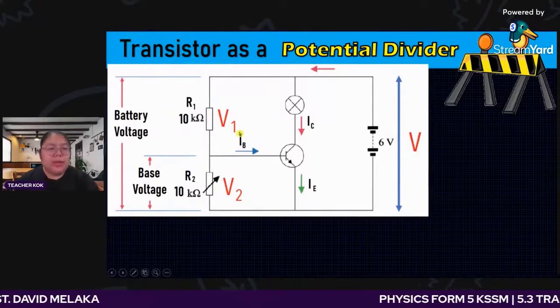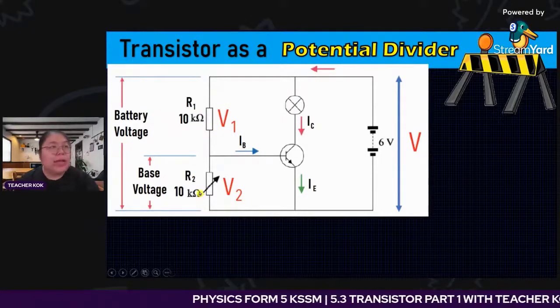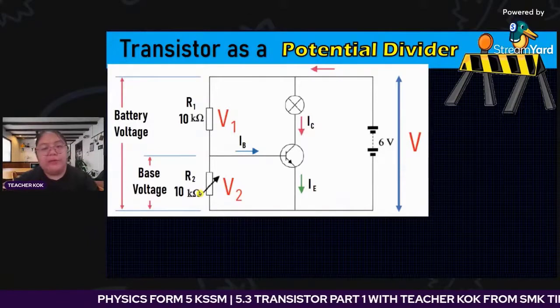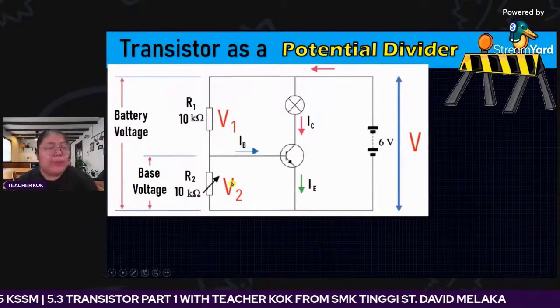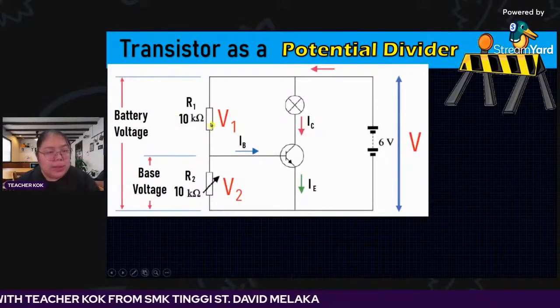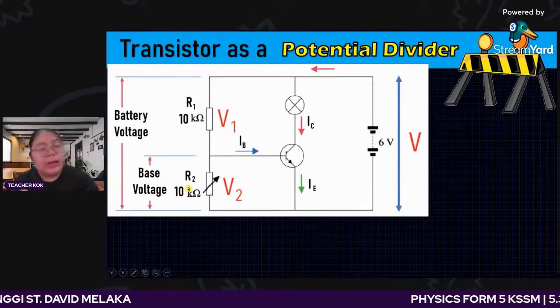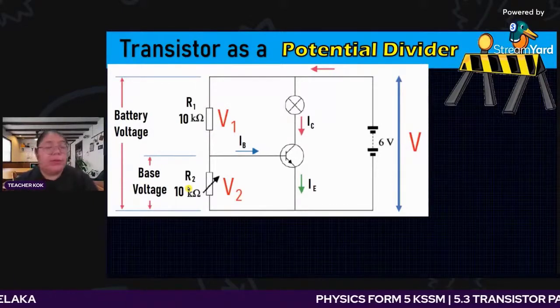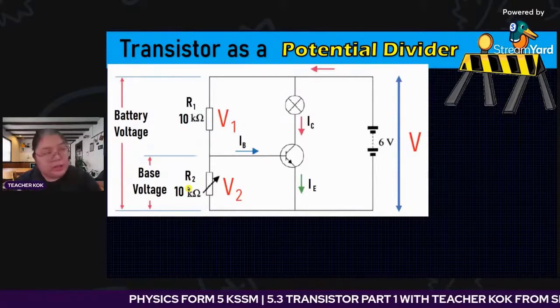Okay, but you can say now this one is 10 kilo ohm and this one is 10 kilo ohm. They are sharing half. If this one is 3 volt, this one is also 3 volt. It depends on the resistor. If this one is 5 kilo ohm and this one is 15 kilo ohm, you need to do the calculations. You cannot just divide by 2. We need to depend on the ratio.